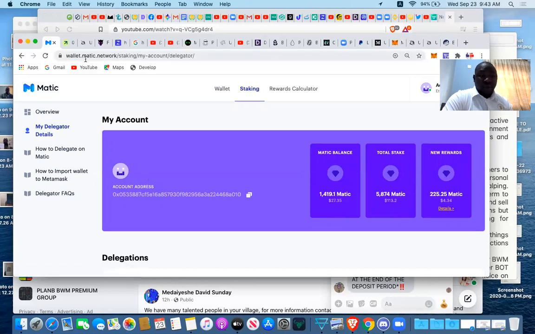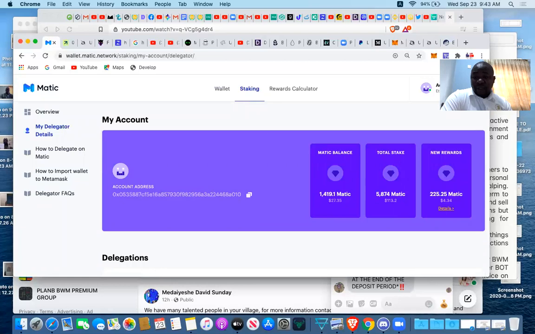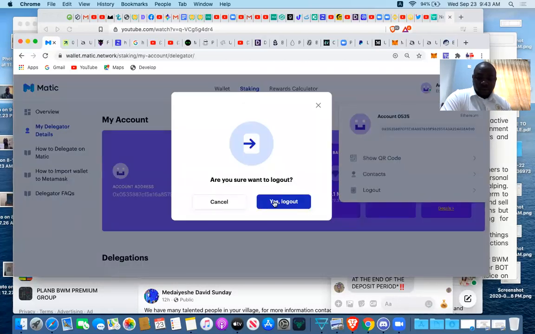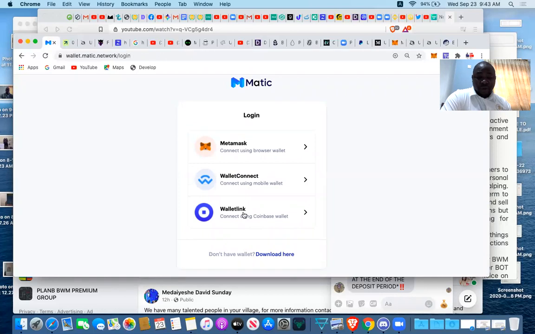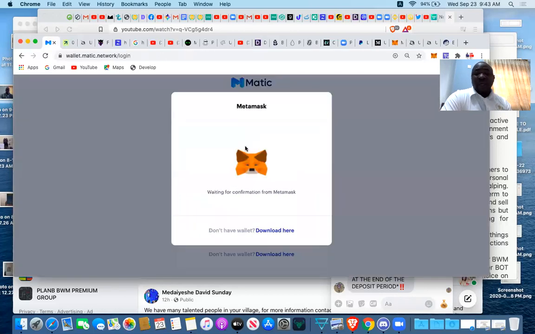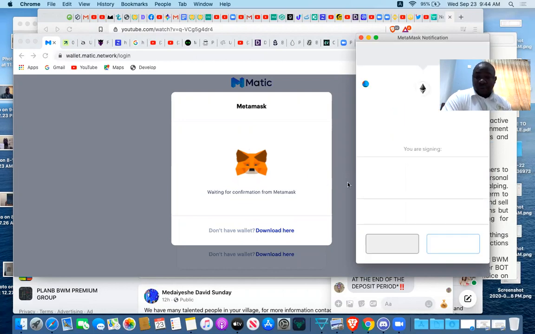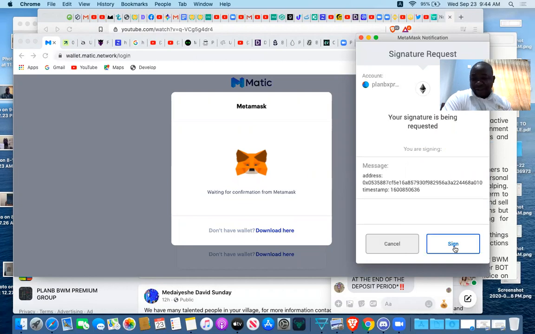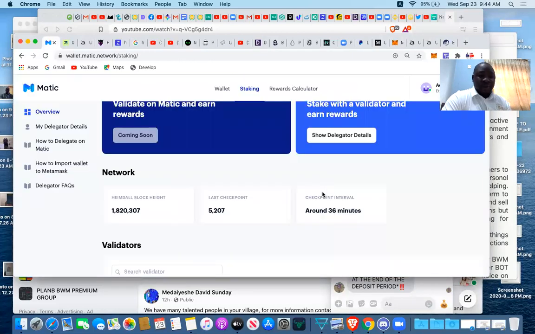Then go to wallet.matic.network, and you click and open it. Once you open it, it asks you. Let me log out so that you get to understand how it works. So I'm logging out. When you open it, you're going to see something like this. Whichever wallet you use, WalletLink, WalletConnect, I use MetaMask. So it's a login, and then it synchronizes with my MetaMask. There you go. You're not charged for connecting, so don't get it twisted. Once it's connected, it's synchronized and comes up to the portal.